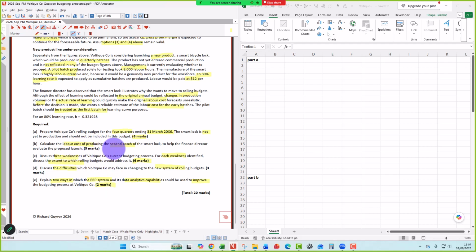Looking at A, we need to prepare the rolling budget for 4 quarters. Make sure we do 4 quarters ending March 2066. It tells us the smart lock is not yet in production and should not be included. For B, which is 3 marks, we need to calculate the labour cost of producing the second batch to help with the proposed launch. C, as a discussion, we need to find 3 weaknesses of the current budgeting process, and then for each weakness, identify the extent to which rolling budgets would address it.